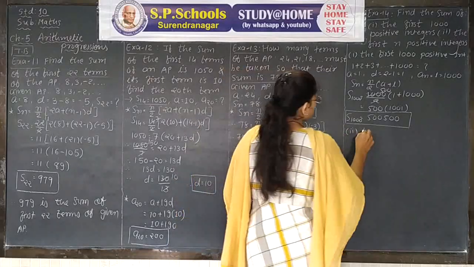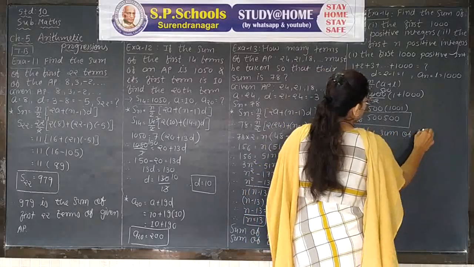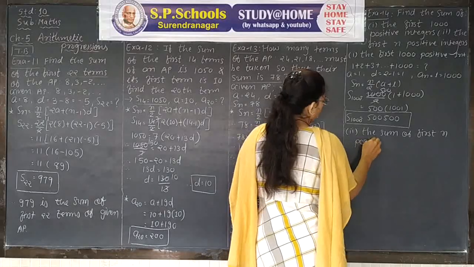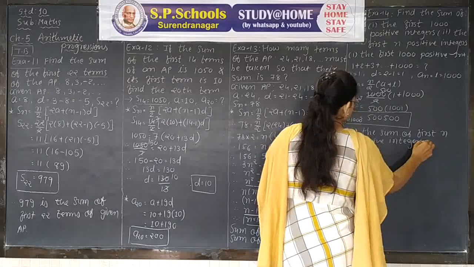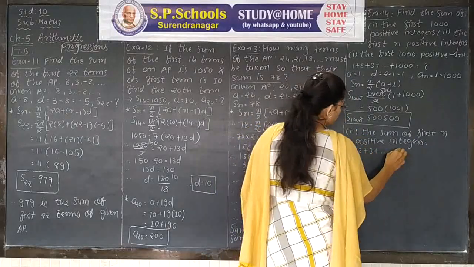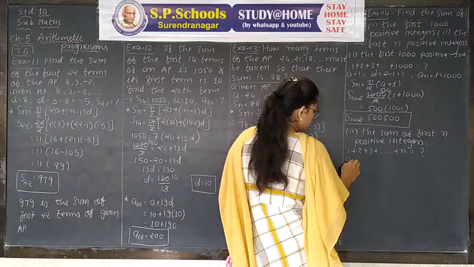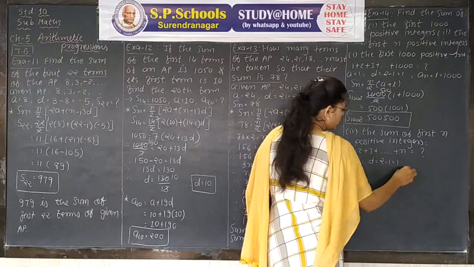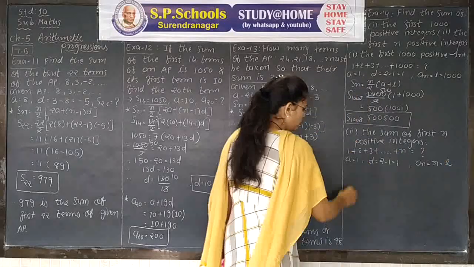Second is the sum of first n positive integers: 1 plus 2 plus 3 up to n is equal to question mark. As we know, the first term A is equal to 1, the common difference D, 2 minus 1, is equal to 1, and the last term An is equal to small n, which is L.